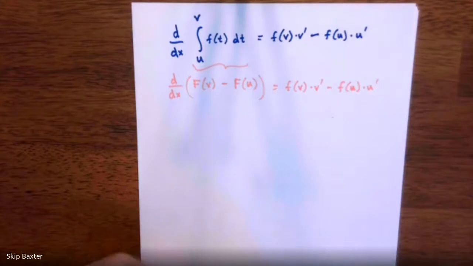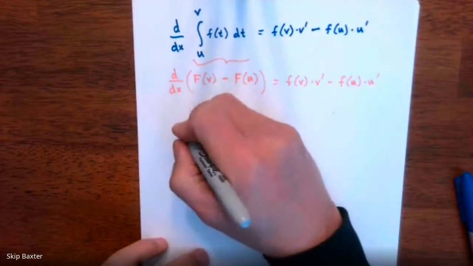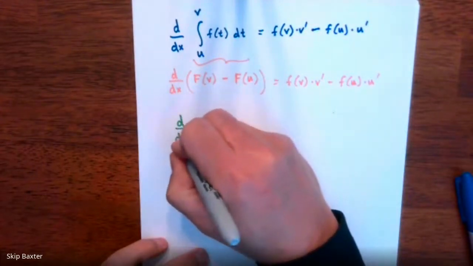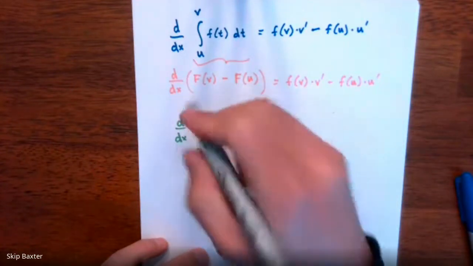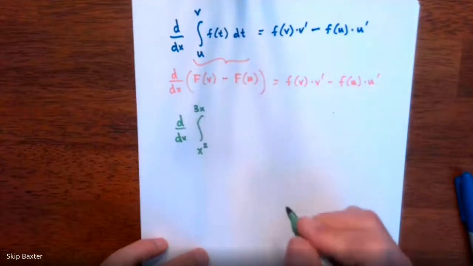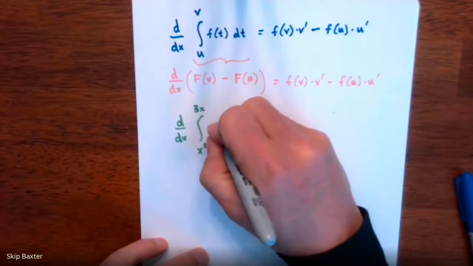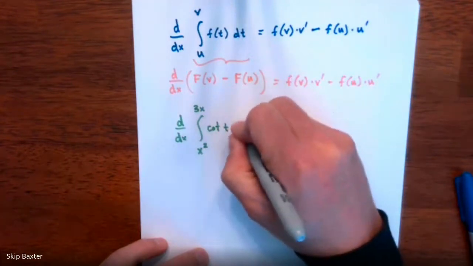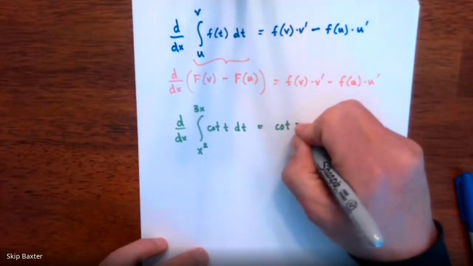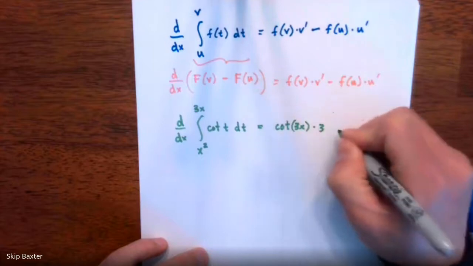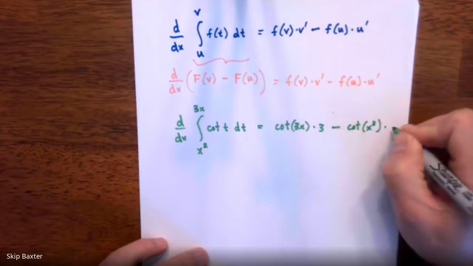All right, so those are the 3 different types of problems that you'll see for FTC. So in this case, if it was something like the derivative of the integral from x squared to 3x of something like cotangent t dt, the answer would just be cotangent 3x times 3 minus cotangent x squared times 2x.